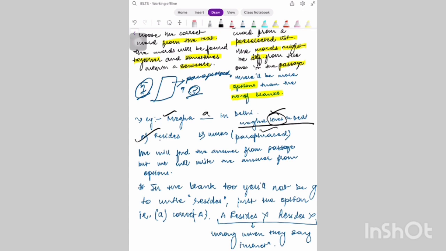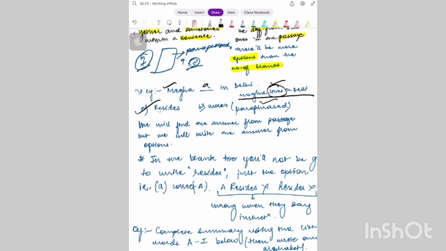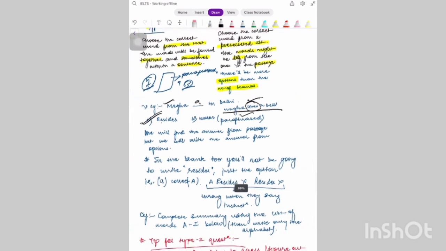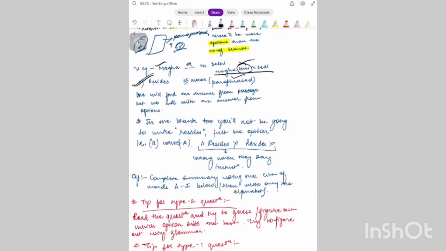We will find the answer from the passage, but we will write the answer from the options. So in the blank, I am not going to write resides, or A resides. That is wrong. I'm just going to write the option letter, that is A. Simple A. Correct answer is A. Writing in these other patterns is wrong.